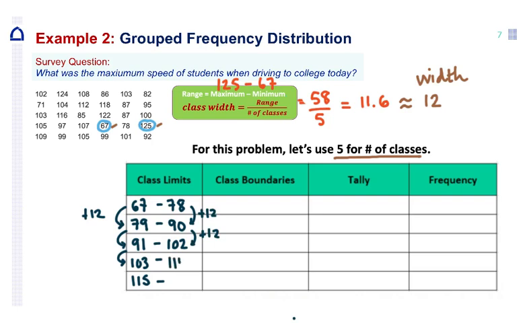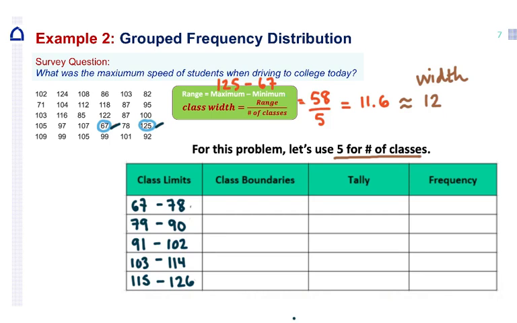So this will be 114, and this would be 126, which also meets the requirement because both the smallest and the largest data point will have a place to go. There are no gaps, and the class width is the same. Now the next column, I know I skipped it in the previous slide. Let's talk about it now. This idea of class boundaries.